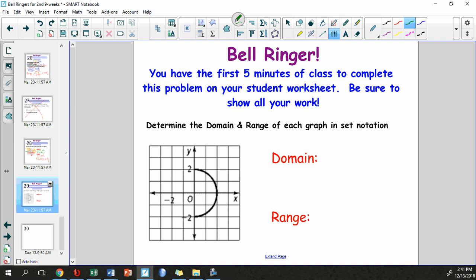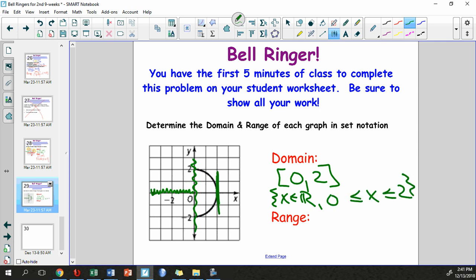And the last one, domain. We did this one in class. This was actually a worksheet problem. So as you're chugging along on this x-axis, where do I first run into the graph? I run into it at 0. So the value is 0. And where do I stop running into it? +2. So this is going to be x's in the reals, and 0 is less than or equal to x, which is less than or equal to 2.